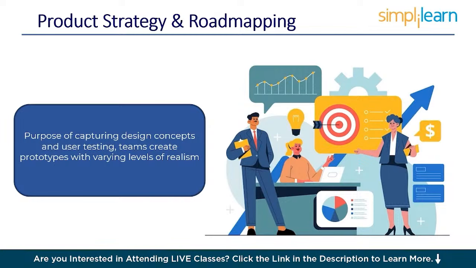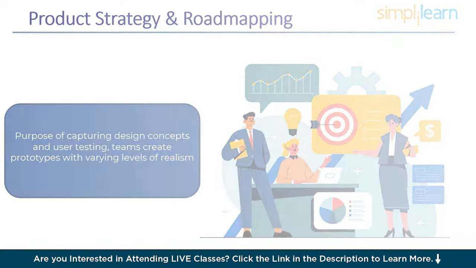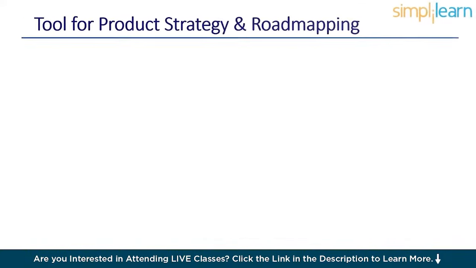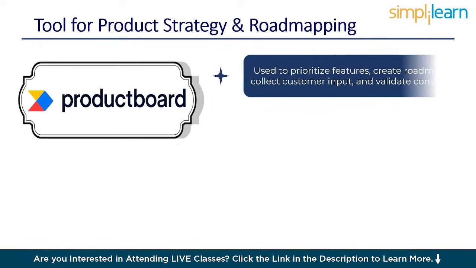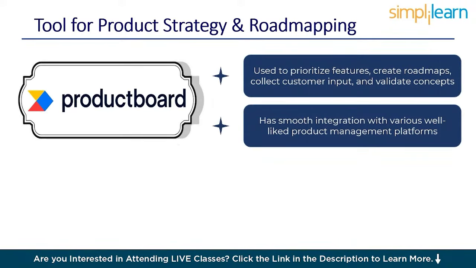When choosing your road mapping tool, remember that product managers are reportedly trusted by Airtable, Airfocus, and RoadMonk. The tool used for product strategy and road mapping is Product Board. Product Board is used to prioritize features, create roadmaps, collect customer input, and validate concepts. All the tools required to create a user-centered product. The road mapping capabilities of Product Board are noteworthy.